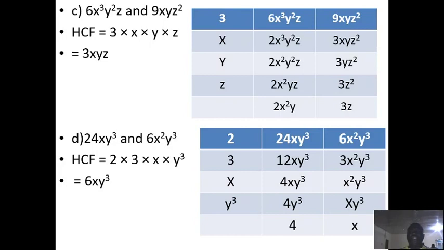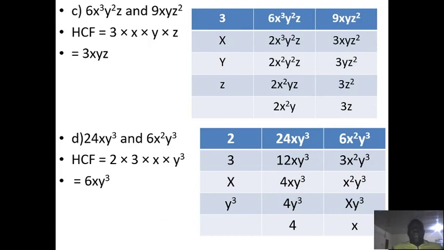So therefore, you use y again. You now have 2x squared yz, and we have what? 3z squared. So you find out that there is no y again to divide through. We only have z. So z into here will give us what? 2xy squared and 3z. So the HCF is what? 3 times x times y times z, which is what? 3xyz.